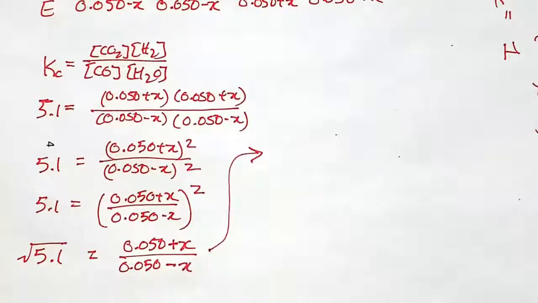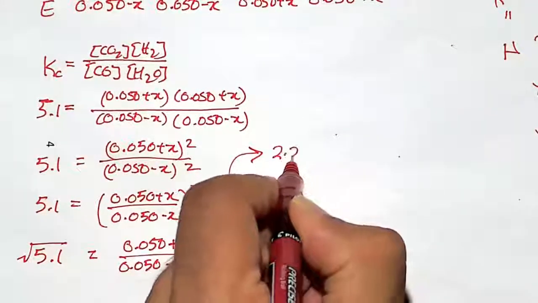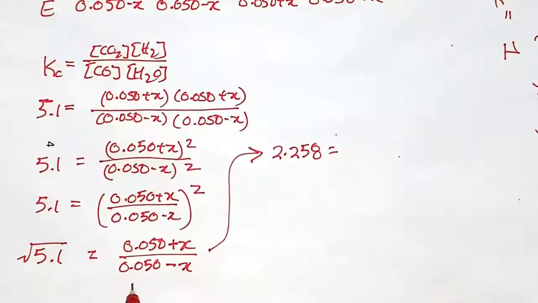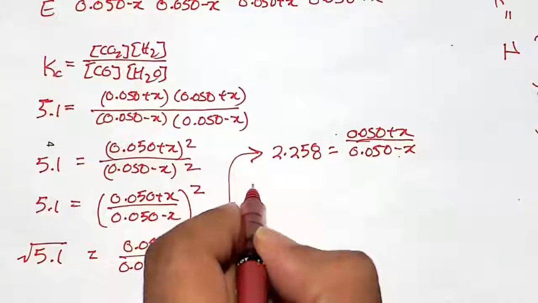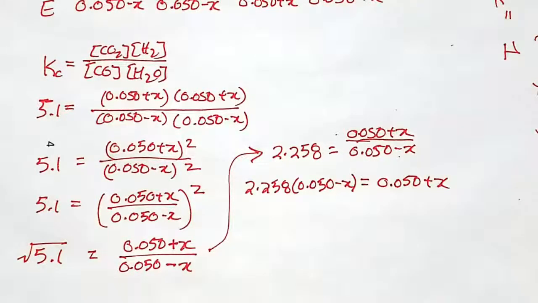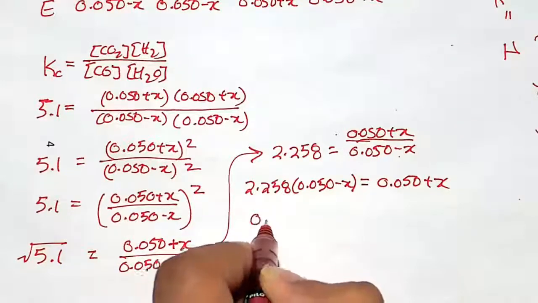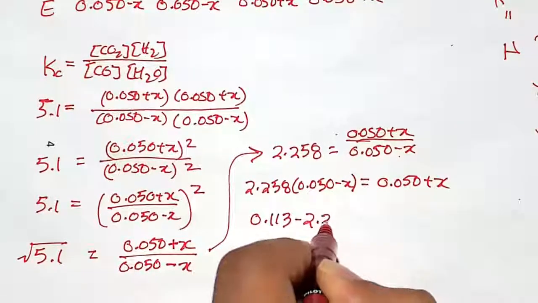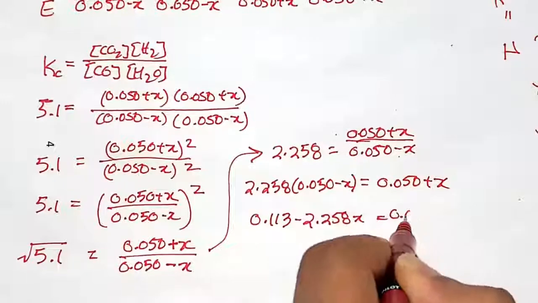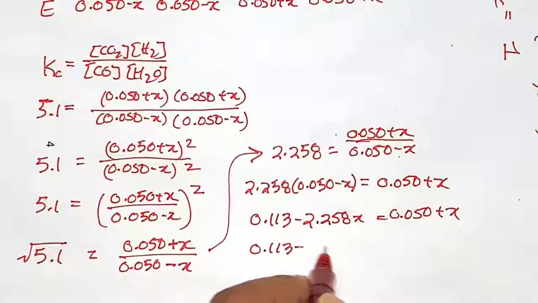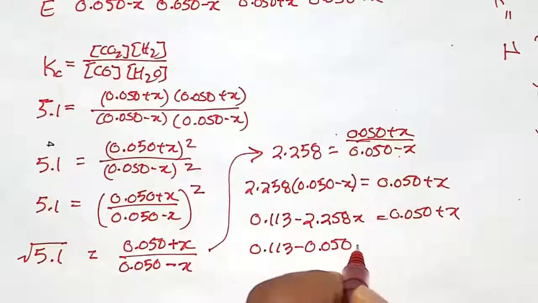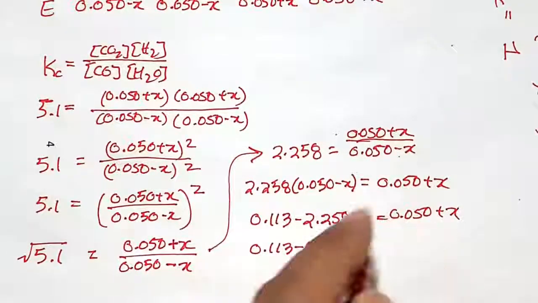The square root of 5.1 is 0.258, I'll just carry some extra digits here. That's equal to 0.050 plus x over 0.050 minus x. Let's isolate our x term here. Distribute this: 0.258 times 0.050 is 0.0129, I'll just say 0.013, and then 0.258x. I'll move this x to the other side and move that constant there.